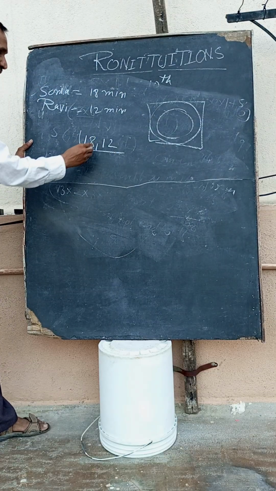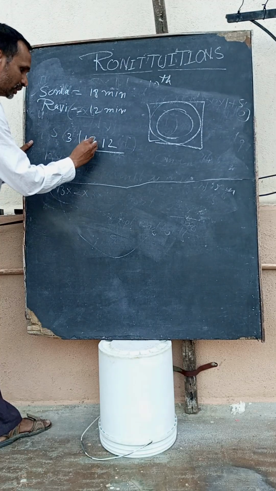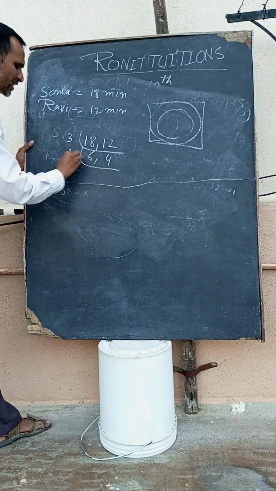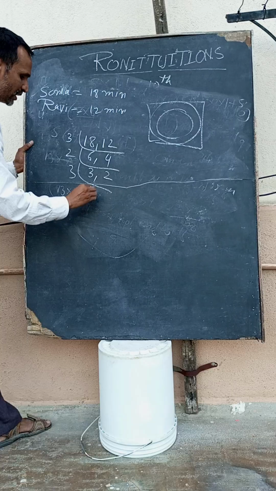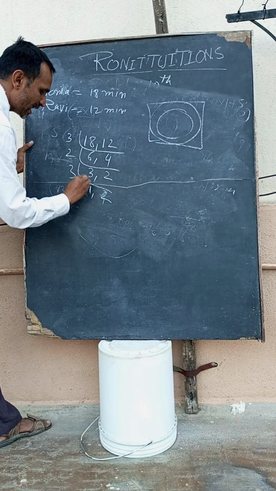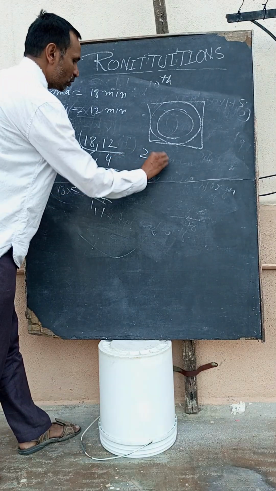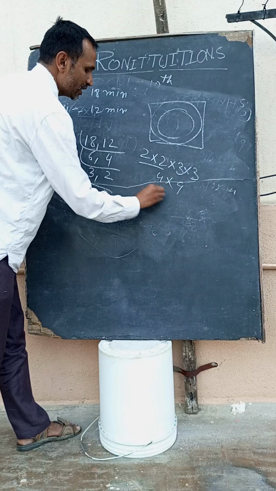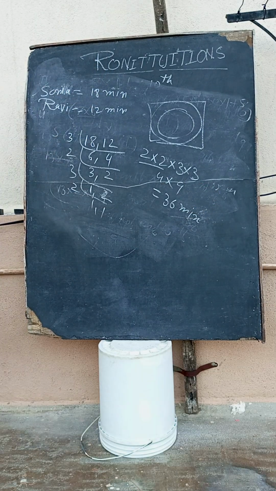So what will it become? These numbers are divisible by 3. So 3 sixes are 18 and 3 fours are 12. Again we can divide by 2: 3 and 2. Again by 3: 1 and 2. Then again by 2: 1 and 1. So what does the LCM become? 2 into 2 into 3 into 3, 4 into 9 is equal to 36 minutes. After 36 minutes, they both will meet at a time.